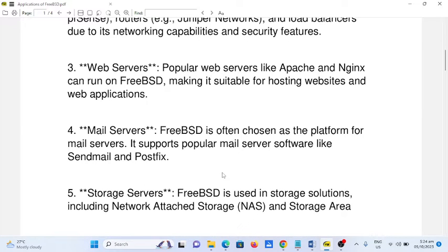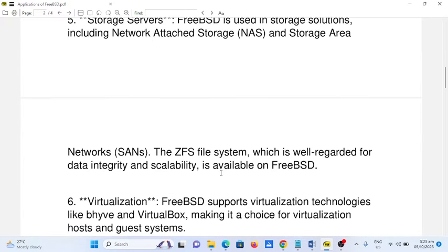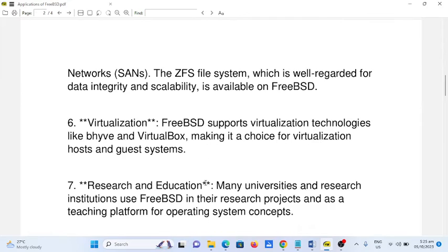Number 4, mail servers. FreeBSD is often chosen as the platform for mail servers. It supports popular mail server software like Sendmail and Postfix. Number 5, storage servers. FreeBSD is used in storage solutions, including network attached storage or NAS and storage area networks or SANs. The ZFS file system, which is regarded for data integrity and scalability, is available on FreeBSD.